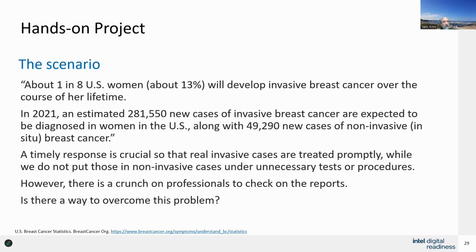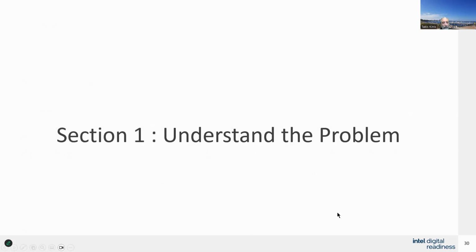And I think this is kind of an interesting scenario. So in other words, you should test all the time, but then you have to have somebody read the report. And because people are testing all the time, there's not enough people to do it, right? So that's kind of a scary scenario. This is a common problem in healthcare.